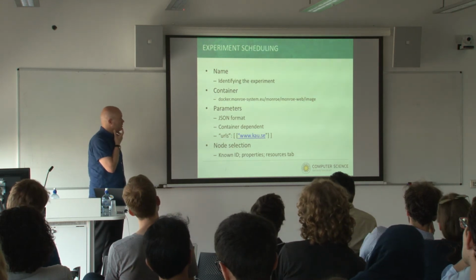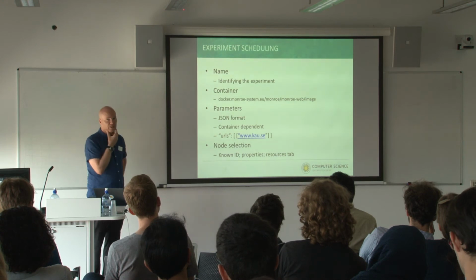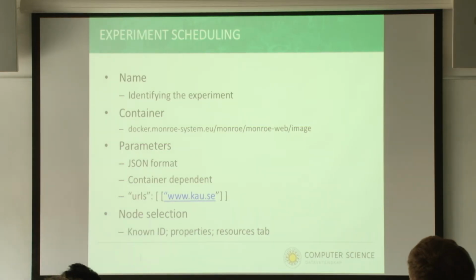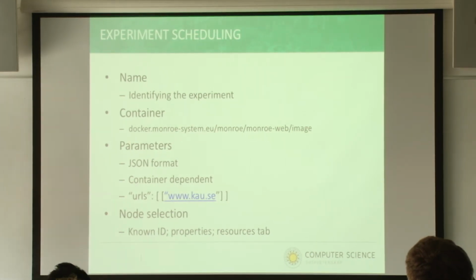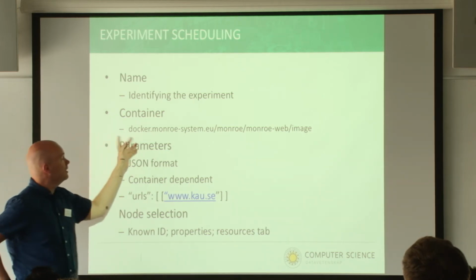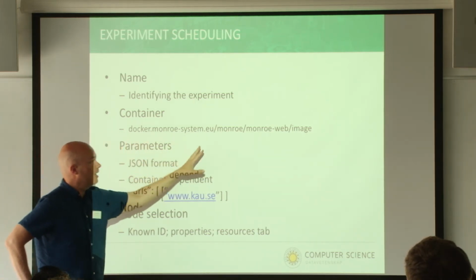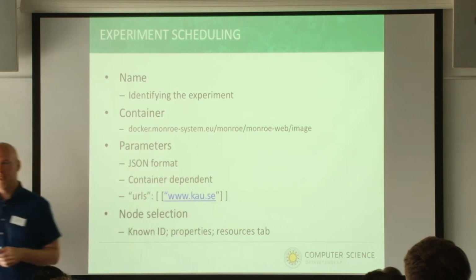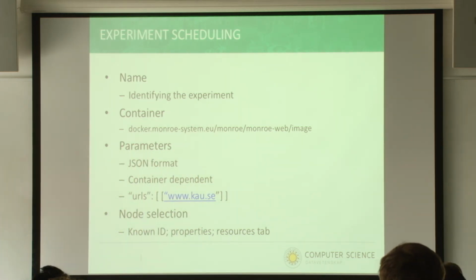So we need to know a few things. You need a name for your experiment, and this is a free-form name. You can name it whatever, test 1 or web experiment. Then you need a container to run, and in this case we'll have our web downloader, which is a container that launches a Firefox instance and loads a number of URLs that you put in a parameter, and then it produces HTTP archive files. So you can see the page load time, the objects loaded and their sizes and so on, and then you can do some processing of that.